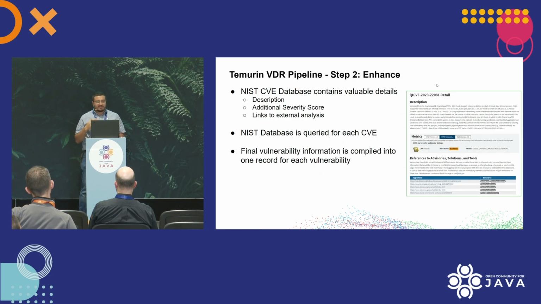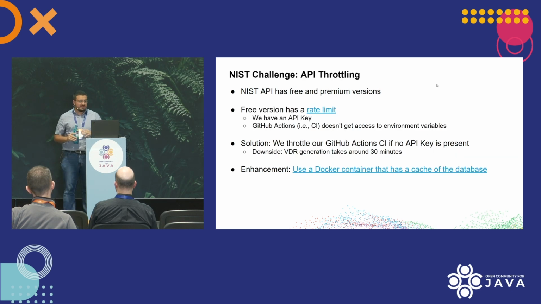So after we have retrieved those vulnerabilities from the Open Java JDK vulnerability group, we need to get additional information like the description, the additional severity score, and links to external analysis from the NIST database. So we query the NIST database for each CVE, and the final vulnerability information is compiled into one record for each vulnerability, which we then pass through that CycloneDX library to create the final VDR.